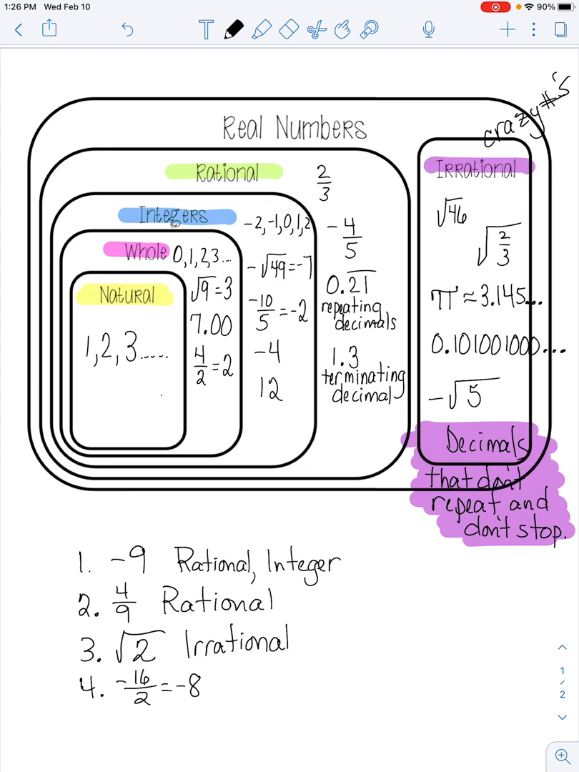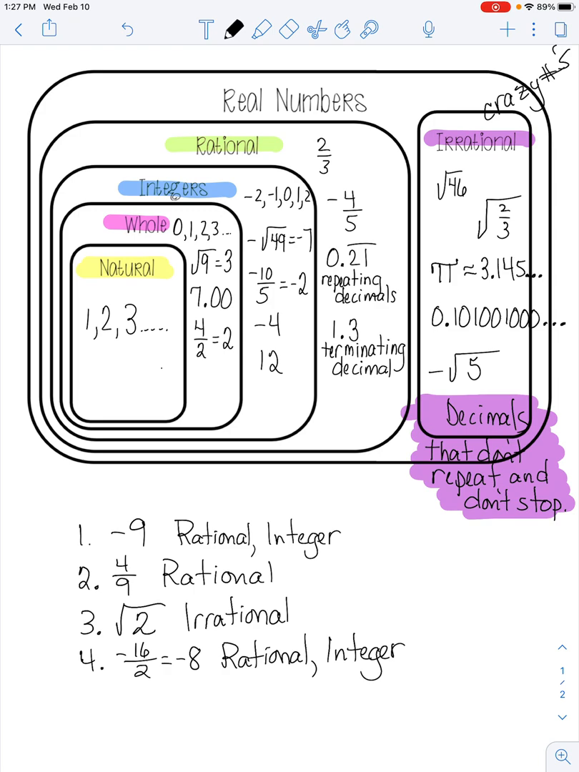So let's talk about it. First of all, I always like to start at the top. That helps me. Or you can start at the bottom of your graphic organizer. It doesn't matter. Is it rational or irrational? Well, it's a negative whole number, so it's rational. If it's rational, then is it an integer? Yeah, it's a negative whole number. Is it a whole number? Well, no, remember those are only positive, so I'm finished.